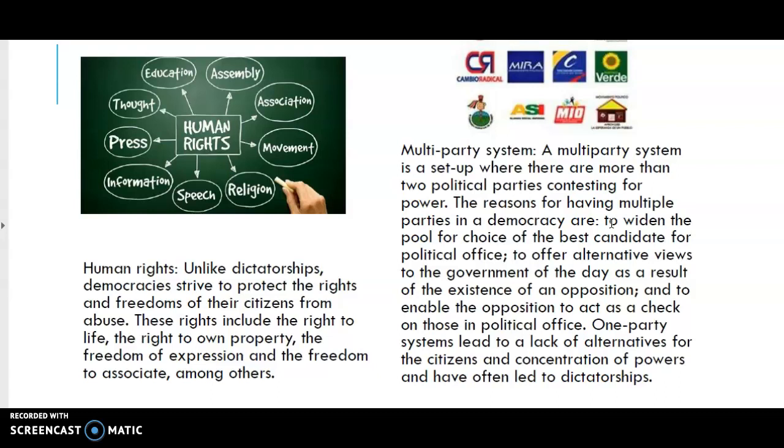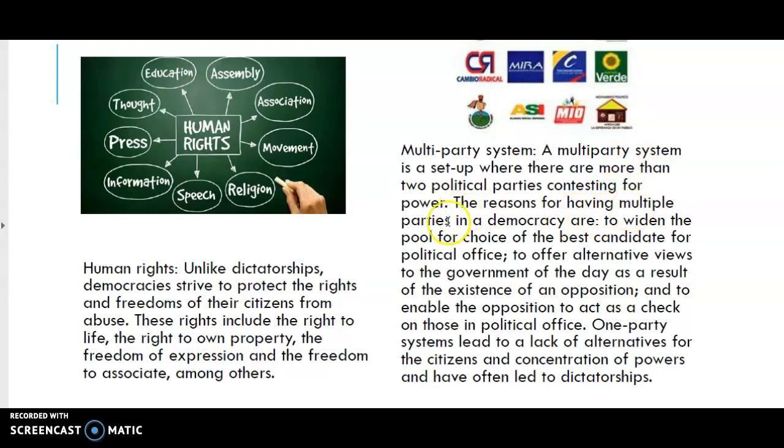Why? Because since a democracy wants to be inclusive and wants to listen to as many people as possible, the only way in which we can do this is if we have different groups of people, different political parties that actually represent different interests. Okay, so a multi-party system is a setup where there are more than two political parties contesting for power. In Colombia, we have many political parties. We have them here. Look, we have Cambio Radical, Partido Verde, all of these political parties that are constantly applying or hoping that they will be elected to be represented in the government.